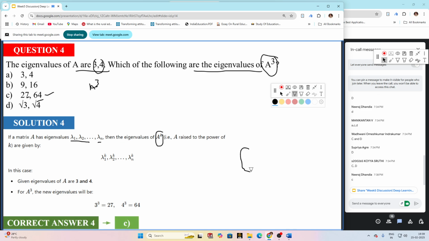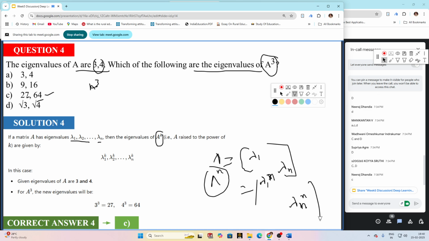Okay, so this is related to the diagonalization thing. Whenever we write a diagonal matrix, with lambda 1, lambda 2, up to lambda n, what is the property of a diagonal matrix? Whenever we take the power of a diagonal matrix, all the eigenvalues will be raised to the same power, so it will be lambda n to the power k. So again, a very fundamental question related to eigenvalues.